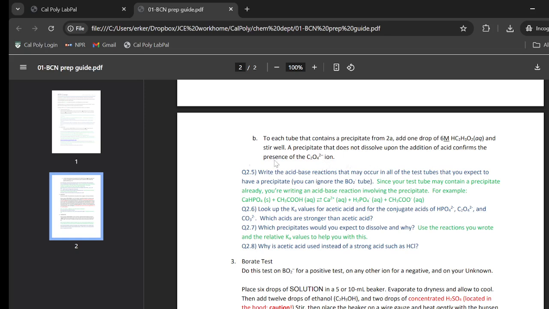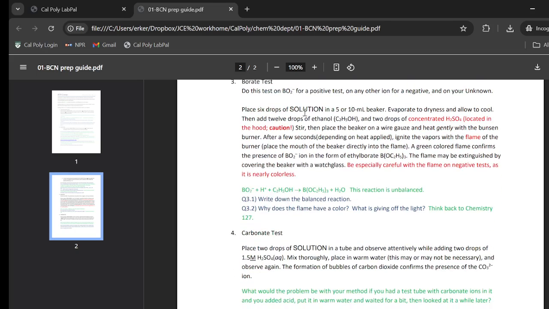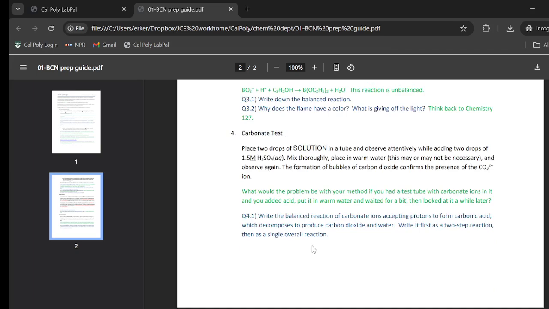After we finish that, after we write down our flow diagram for that, we've got some questions and some useful information for that as well. So we've got to write down the acid-base reaction, something to think about. We've got our different questions we're answering. And we've got test 3, same thing, test 4, same thing.